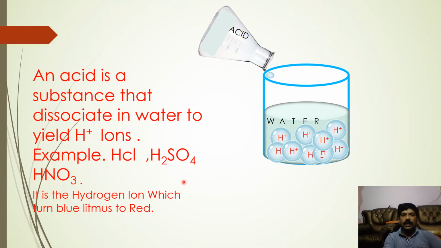You already studied the basic properties of acids. Acids turn blue litmus to red. Actually, the H plus ions which dissociated in water turn the blue litmus to red. So, it is the hydrogen ion which turns blue litmus to red. Are you clear?